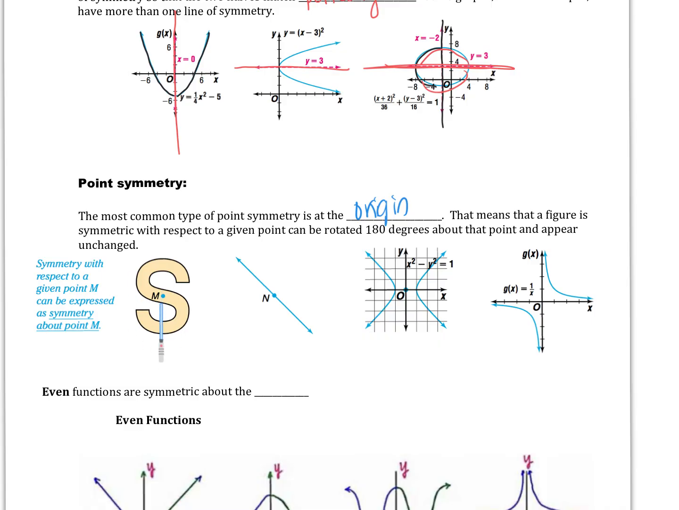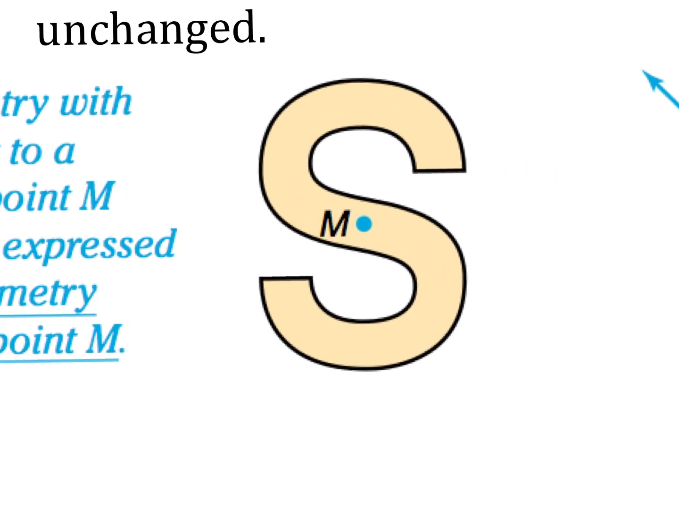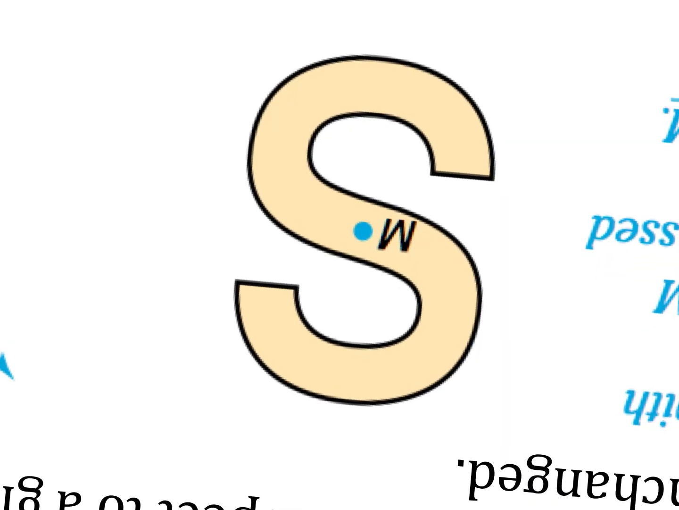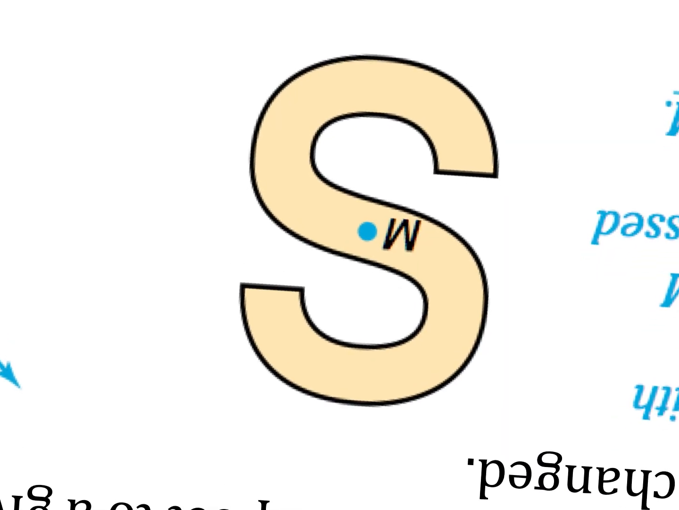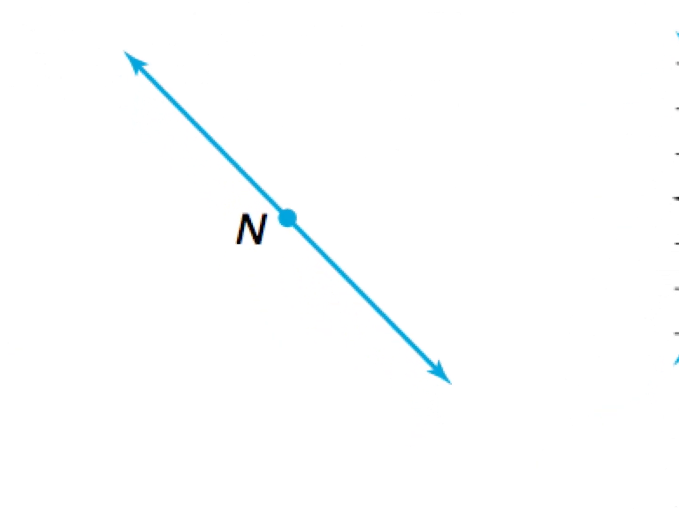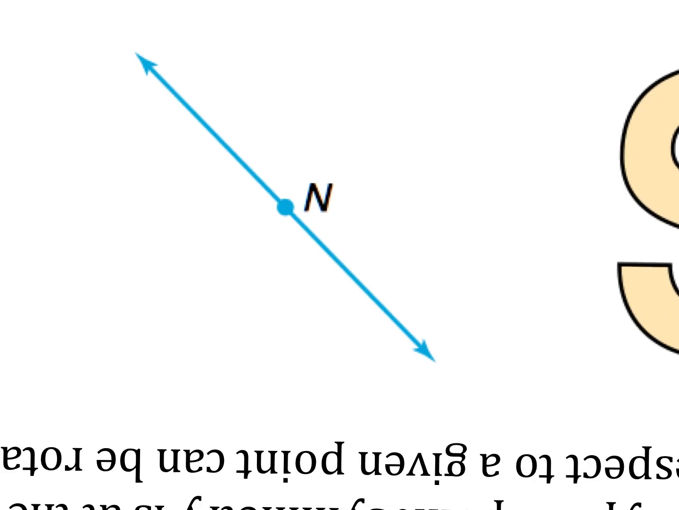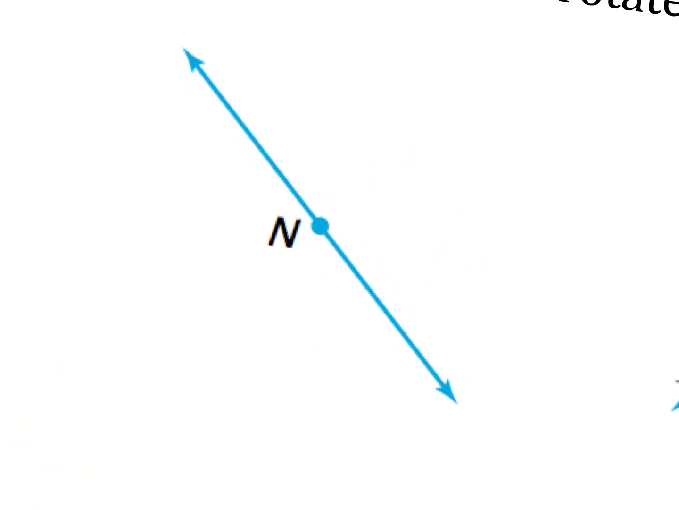Here's the whole thing with these symmetries. They've got to be the exact same image. This S, if I rotate it 180 degrees, does it look exactly how it did? Do you agree that that S then has point symmetry? Yeah? What about this cute little number line, just line N, 180 degrees? Is it the exact same line? So this guy has point symmetry.